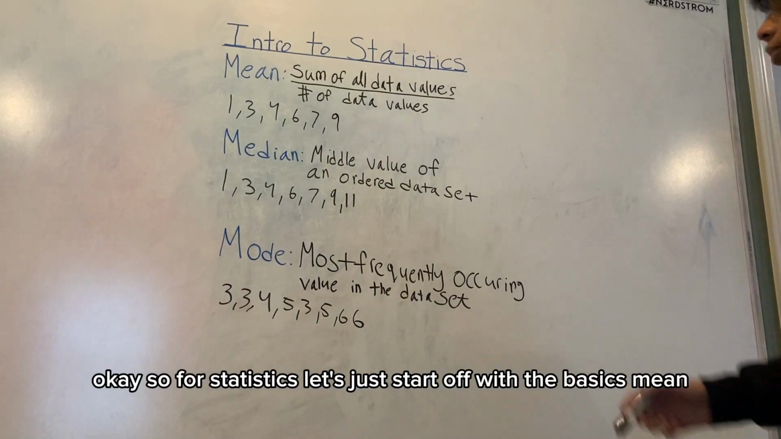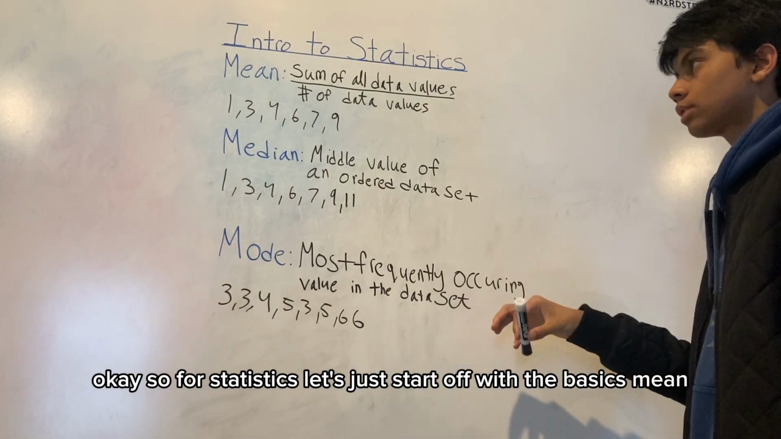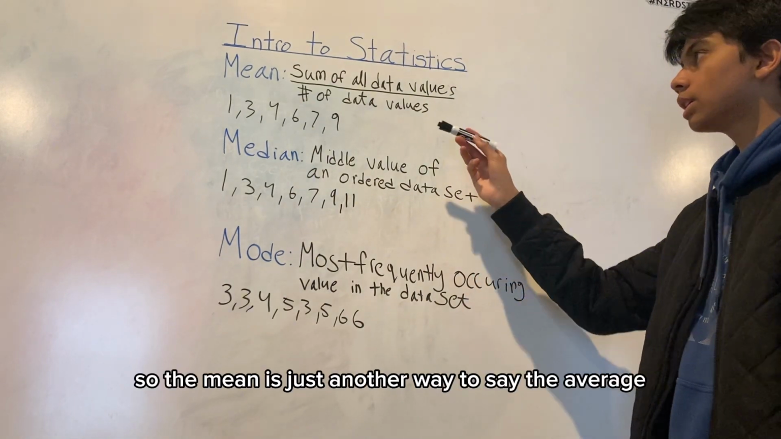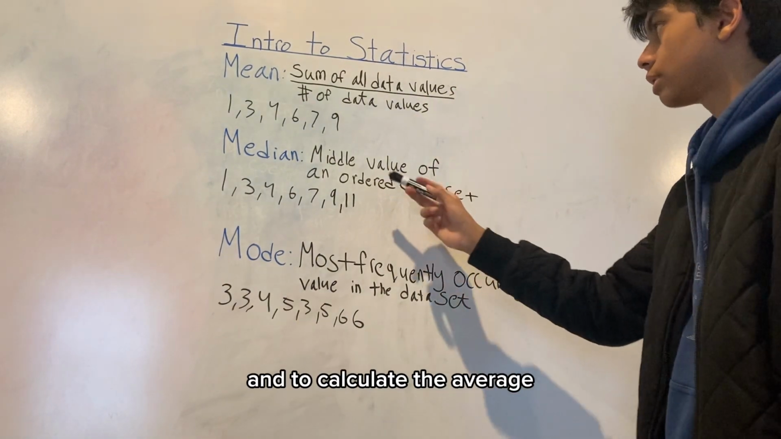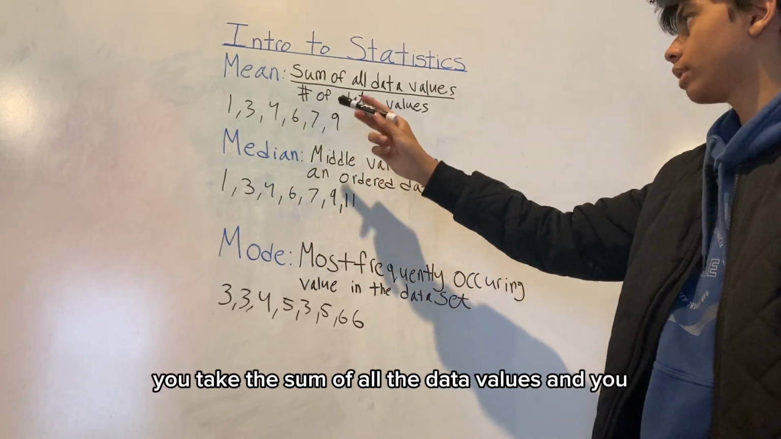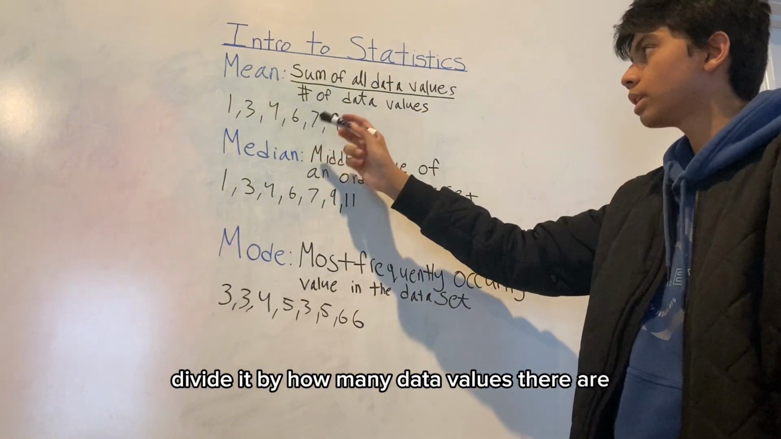Okay, so for statistics, let's just start off with the basics: mean, median, and mode. The mean is just another way to say the average. To calculate the average, you take the sum of all the data values and divide it by how many data values there are.